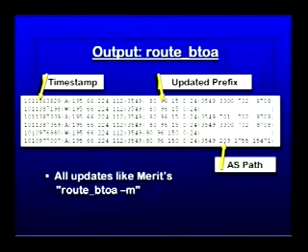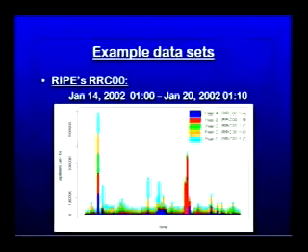We show in the output each update in one line and append our characterization to the end of the line. This looks a little bit like Merit's route_btoa output, but with one big difference. Our output is first sorted by the prefix and then by time. So in this example, we have two updates here for 80.96.50/24 and the first two updates for 80.96.150/24. So let's look at the data where this example is derived from.